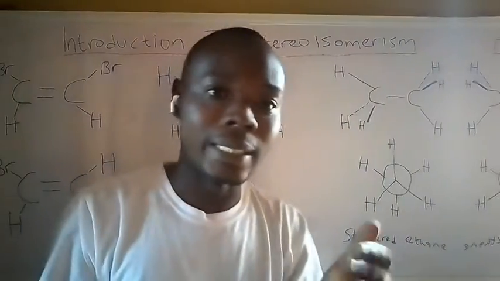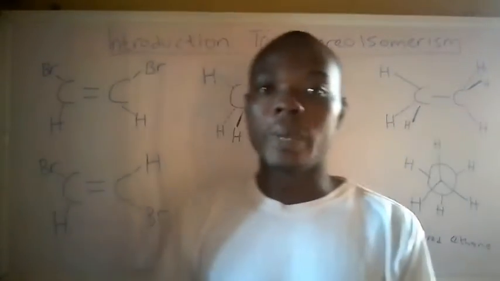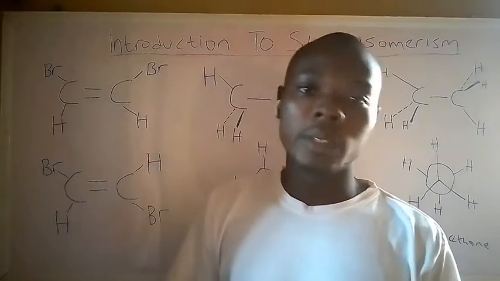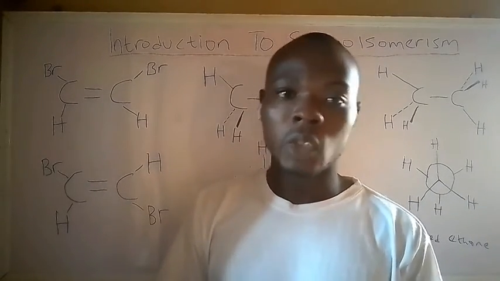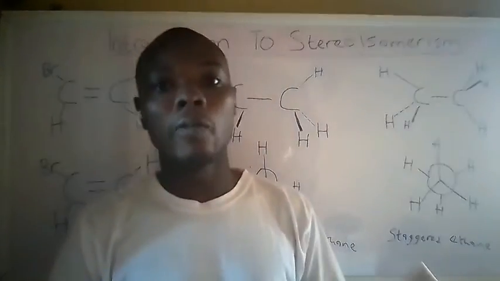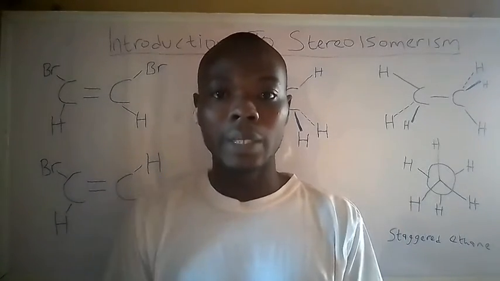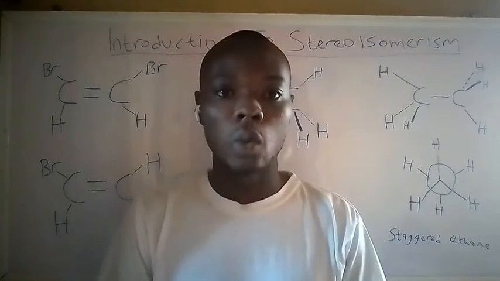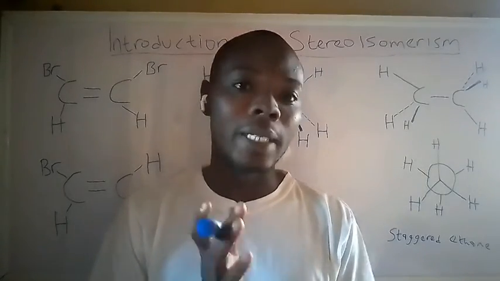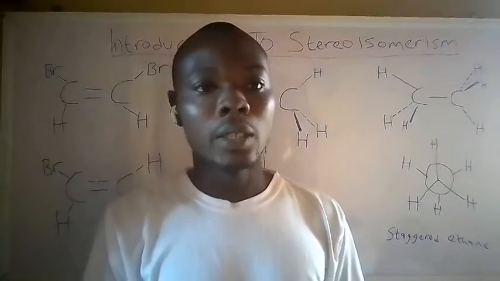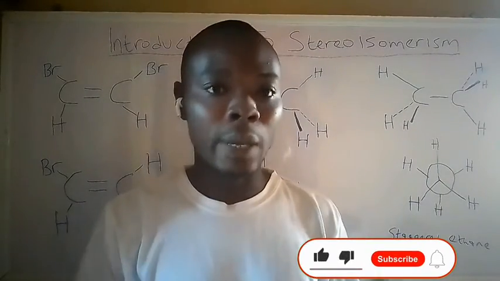The way in which they differ is in the arrangement of their atoms in stereoisomerism. Simply, in this video, we'll just be taking the introductory part of stereoisomerism. When you're talking of stereoisomerism, you are simply talking of molecules that have the same number of atoms, the same atoms, and the same functional groups. But the major difference between them is how the atoms and the functional groups are arranged. That's simply the difference between them.